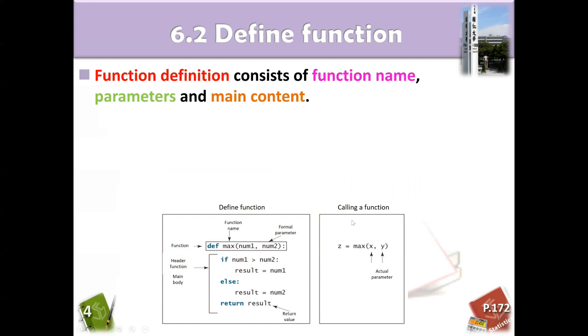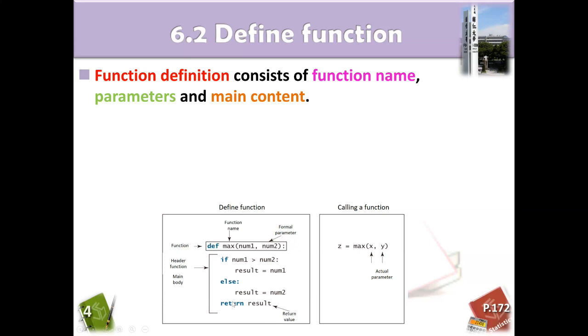For example, this is a defined function. We use the keyword def, and after that comes the function name. Then we use the parenthesis right here, and we put the formal parameters here. This is the first parameter, and that's the second parameter. And this part is the main body. The main body is the main content of the function, right?